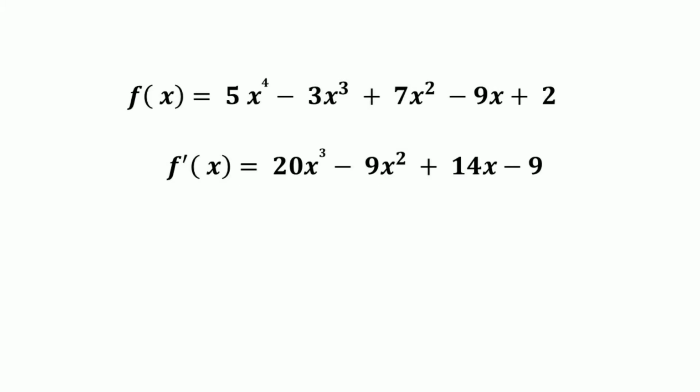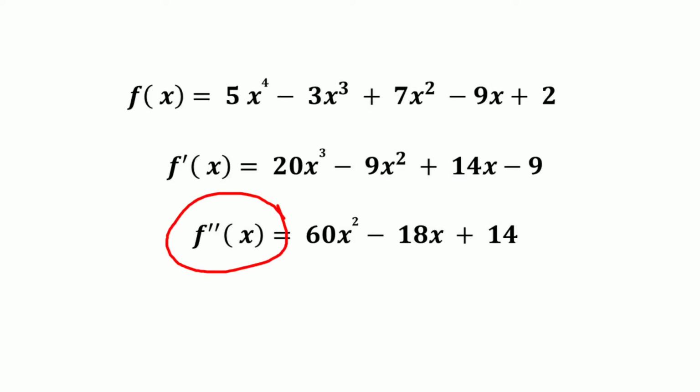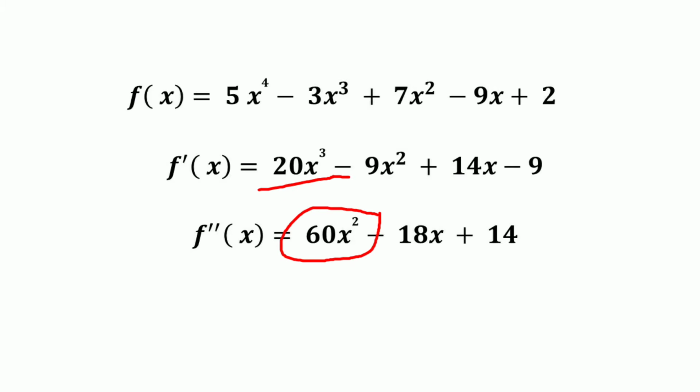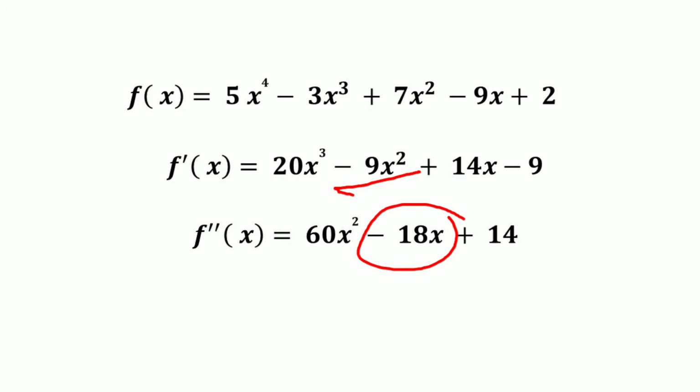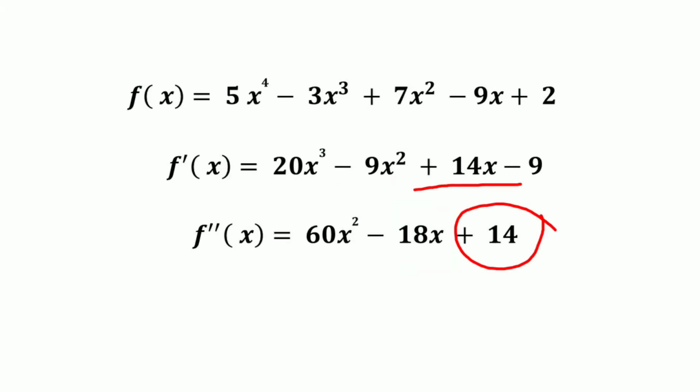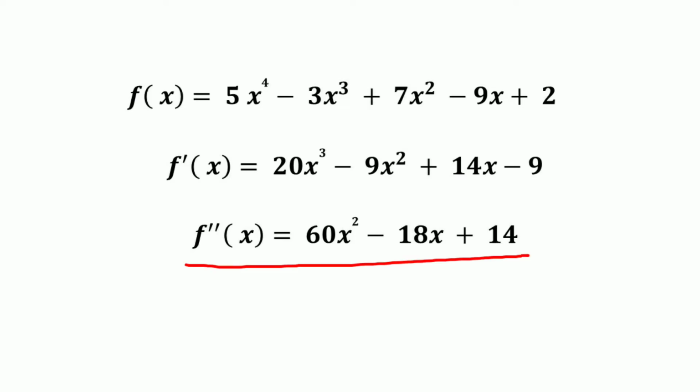Similarly, if we go for a higher order derivative, for example the second derivative, which is the derivative of the first order derivative, then f double prime of x is equal to the derivative of 20x cube, which is 60x square, minus the derivative of 9x square, which is 18x, plus the derivative of 14x, which is 14, and minus the derivative of 9, which is 0. So the second derivative f double prime of x is equal to 60x square minus 18x plus 14.